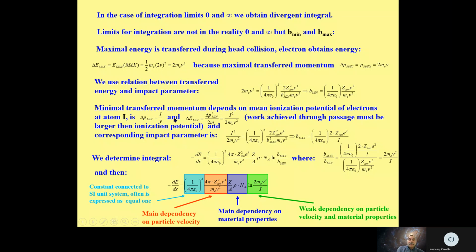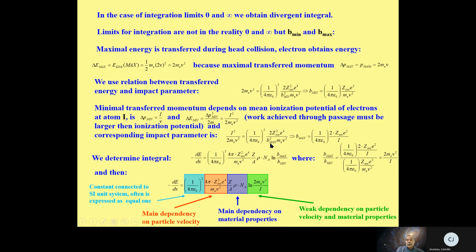Again, if we know this minimal transferred momenta, it's possible to obtain the minimal energy which is connected to this, and in the end we will obtain this minimal energy which is produced. And again, if we know this minimal energy, we will obtain the maximal momentum. Again, kinetic energy is this, which will be transferred to the electron.